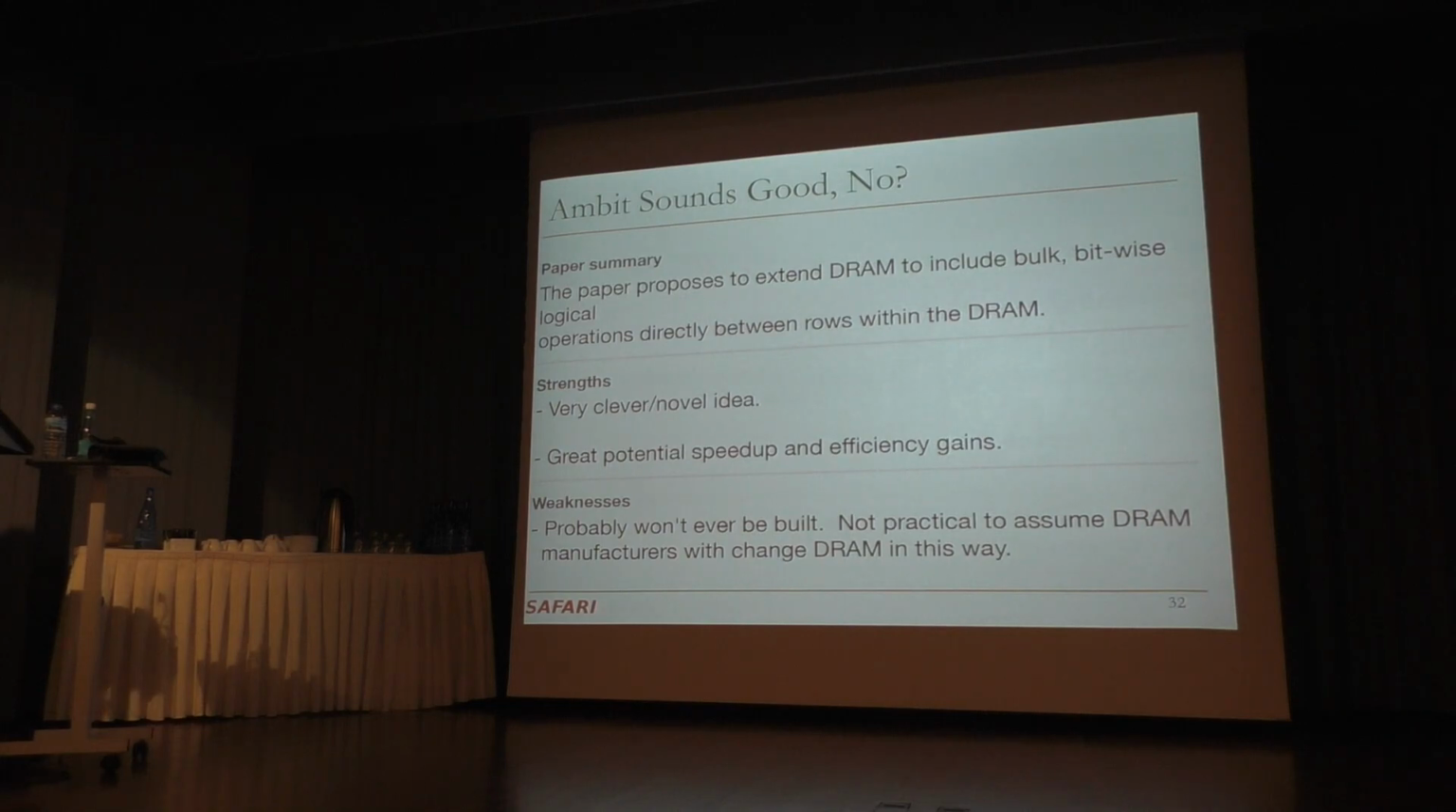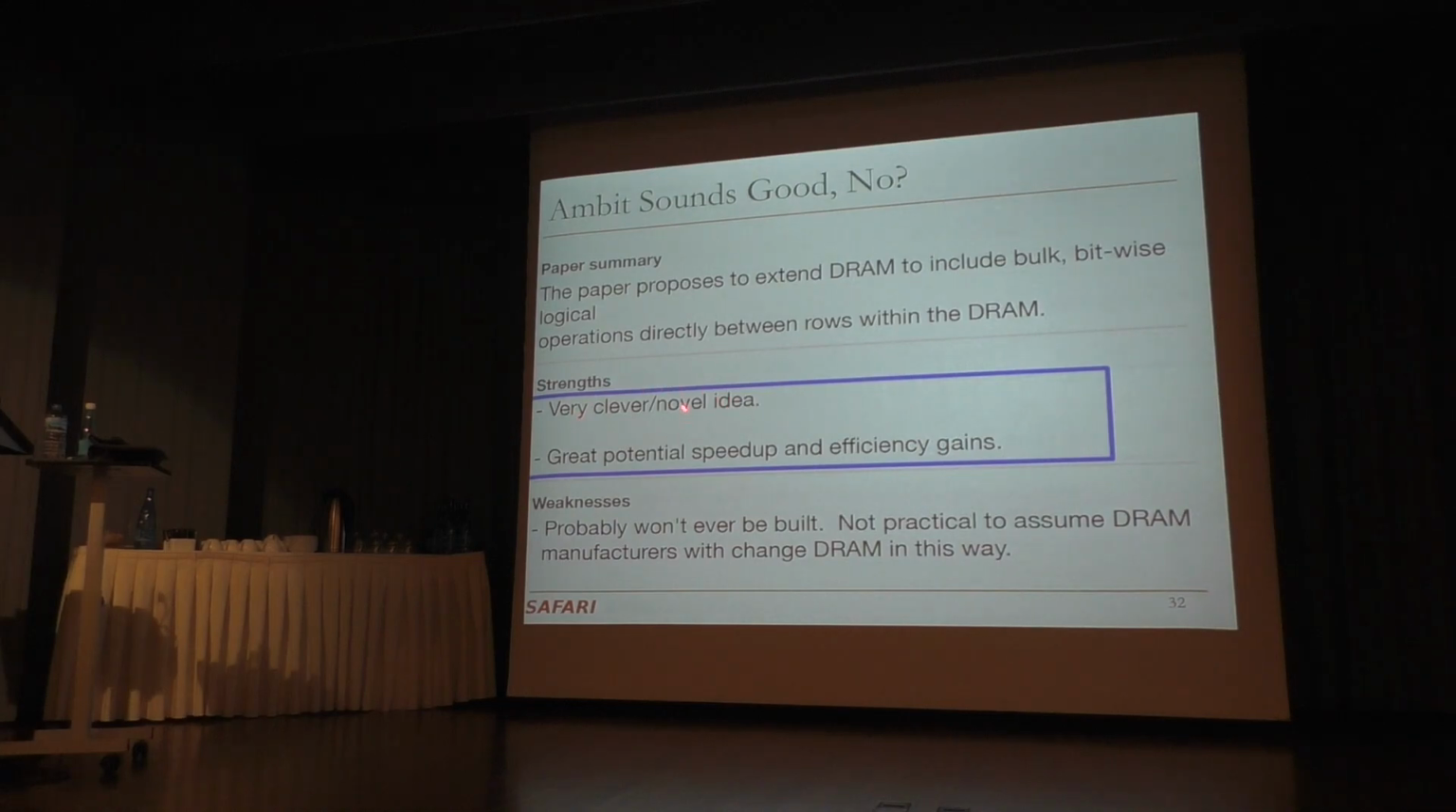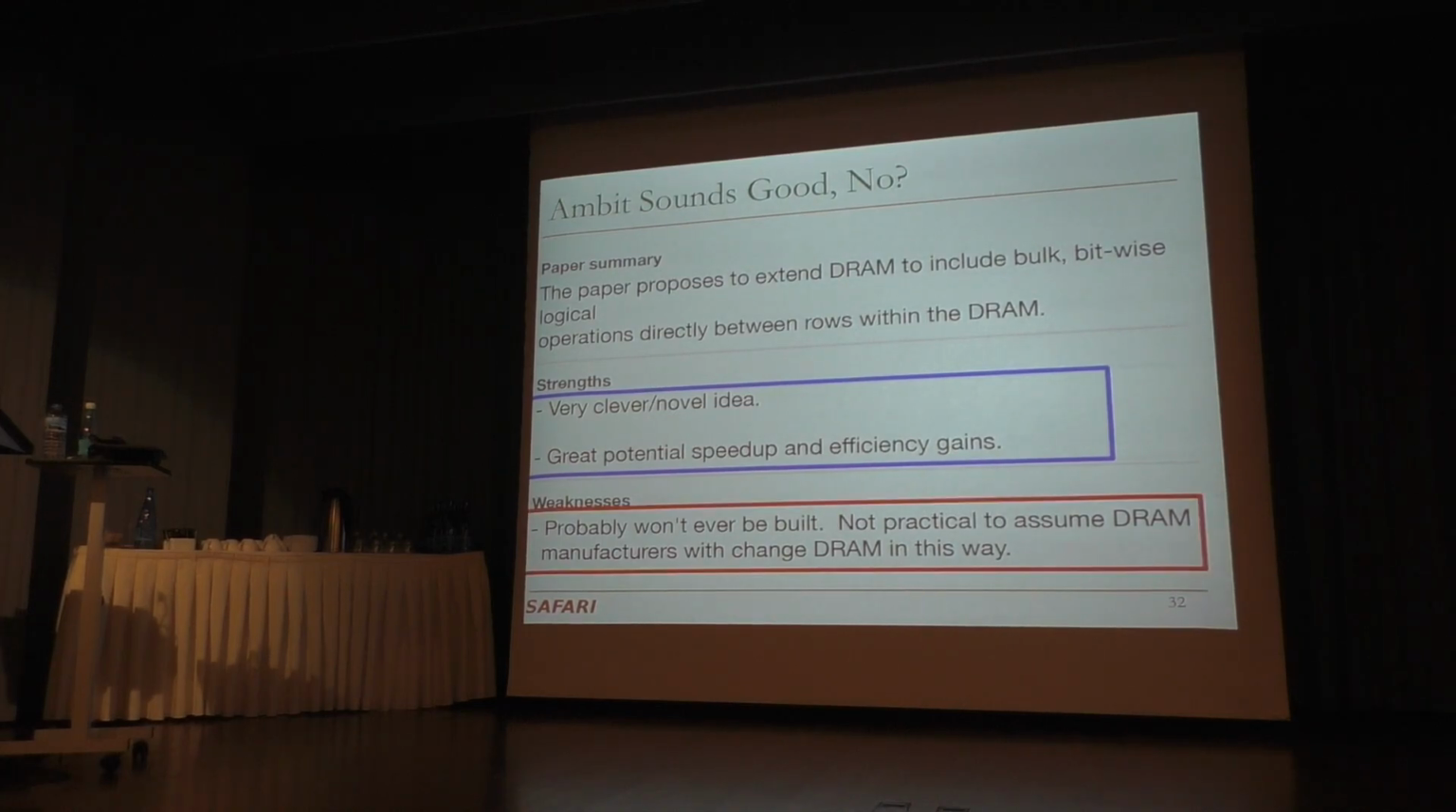I think it's good to show these reviews to the community because there are a lot of graduate students who get similar reviews, and I think they should not be discouraged. Basically, this review is very interesting because this person says, very clever, novel idea, great potential speed up and energy efficiency gains. You would say this is an accept, right? But if you look at the weaknesses, probably it won't be built. I don't think this is a good criticism because if you reject papers this way, then probably all papers would be rejected before they're being built, right?